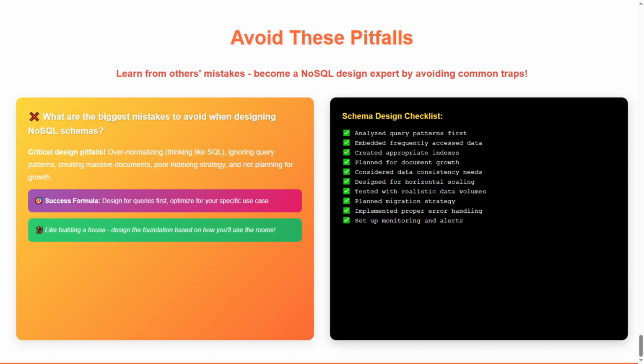The crucial question is, what are the biggest mistakes to avoid when designing NoSQL schemas? The critical pitfalls are overnormalizing by thinking like SQL, ignoring query patterns, creating massive documents, poor indexing strategy, and not planning for growth. Now, let's look at the code section for Schema Design Checklist.